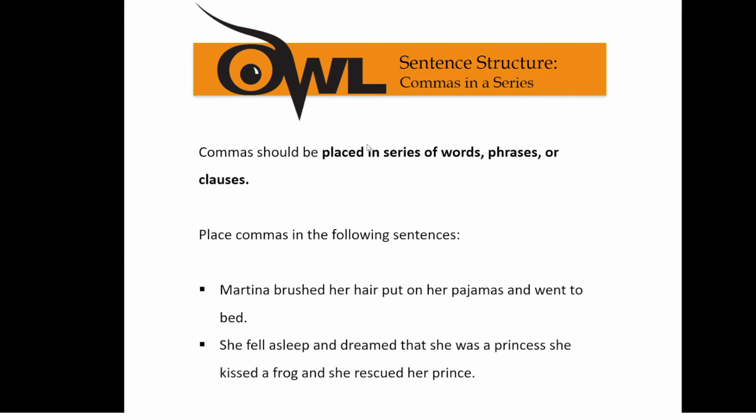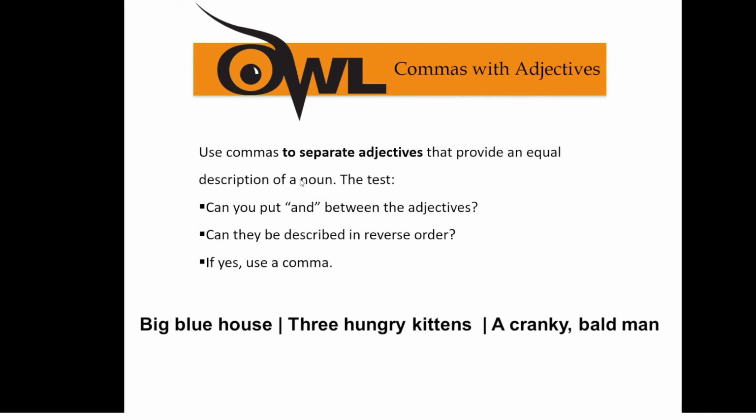Let's see. Commas should be placed in a series of words, phrases, or clauses. Martina brushed her hair, put on her pajamas, and went to bed. So we have a comma here, comma here. Now we've got 1, 2, and 3 actions. She fell asleep and dreamed that she was a princess. She kissed a frog, and she rescued her prince. There should be like a semicolon here. I don't like this example. Okay. Use commas to separate adjectives to provide equal description of a noun.